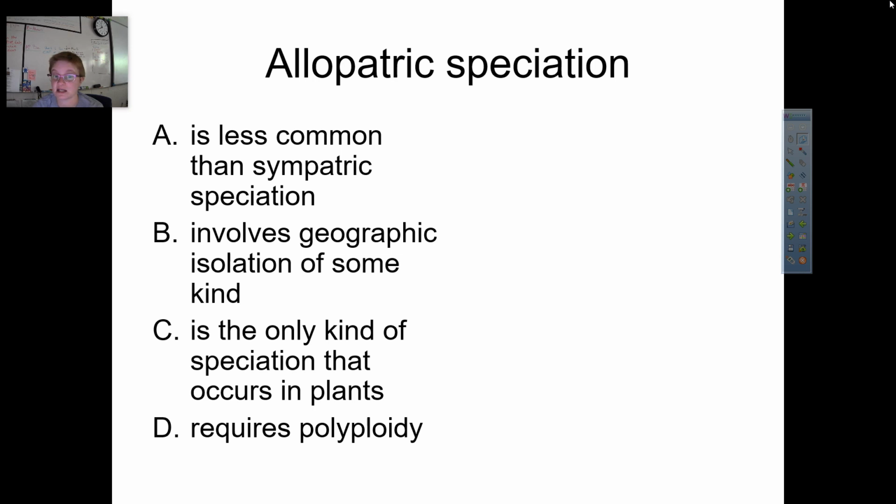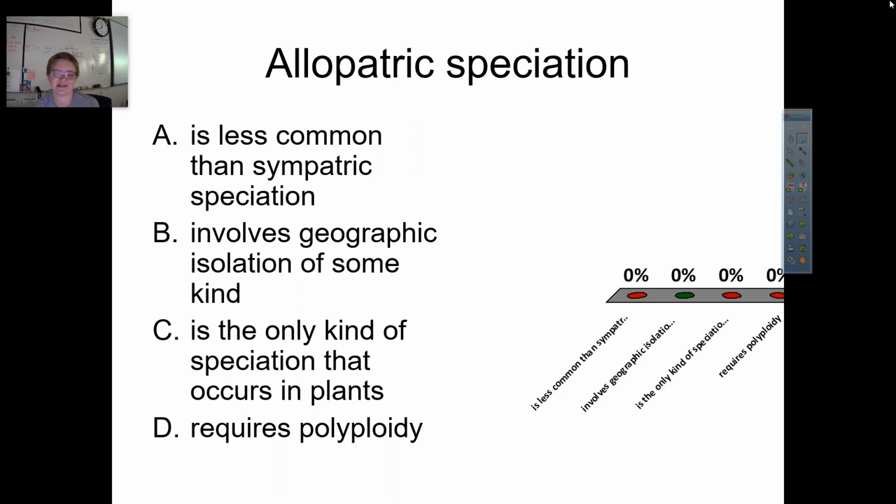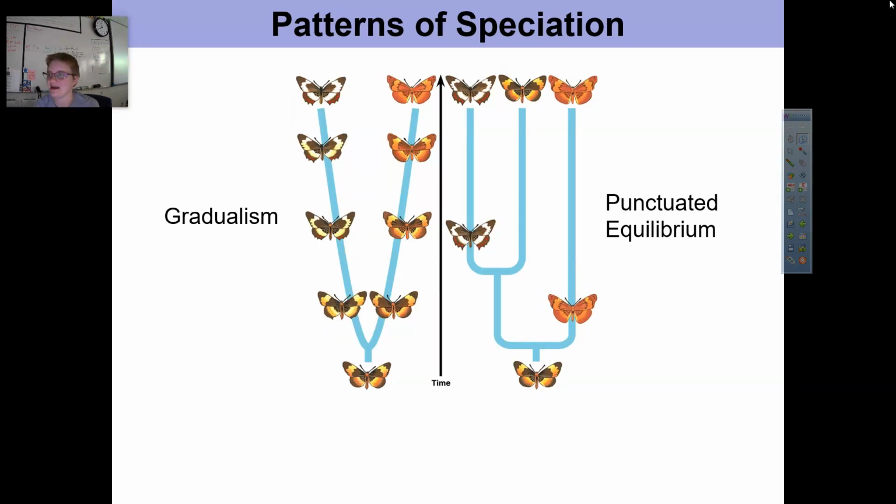Allopatric speciation is less common than sympatric. Allopatric involves geographic isolation of some kind, whereas sympatric only happens in plants, or it requires polyploidy. Allopatric: geographic isolation.